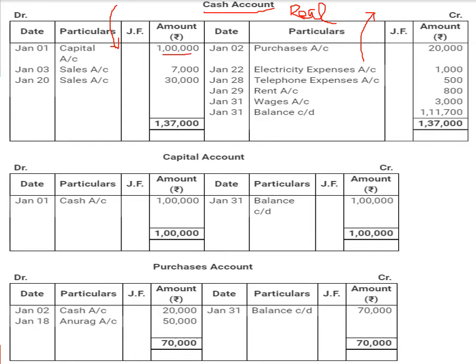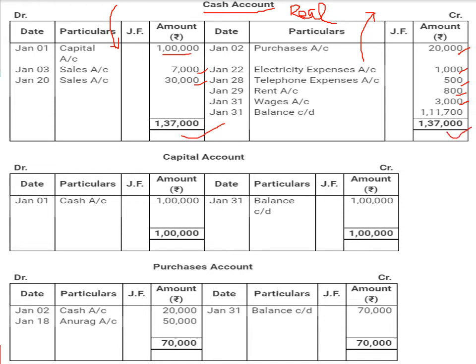Then cash sales 7,000. Then cash sale on January 20th 30,000. Then purchases on January 2, 20,000. Electricity expenses rupees 1,000. Telephone expenses on 28th rupees 500. Rent rupees 800. Then wages rupees 3,000. Then the total is 1,37,000 rupees.